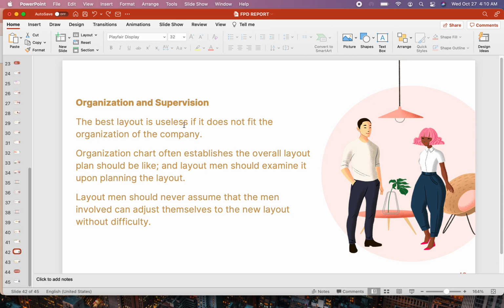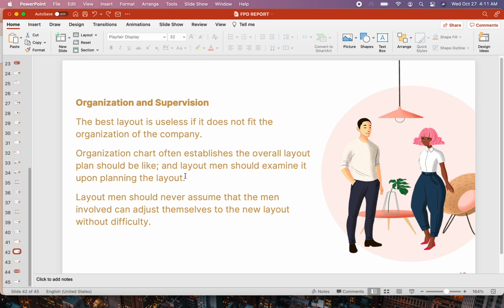The best layout is useless if it does not fit the organization of the company, right? An organization chart often establishes what the overall layout plan should be like, and layout men should examine it upon planning the layout. Layout men should never assume that the men involved can adjust themselves to the new layout without difficulty.